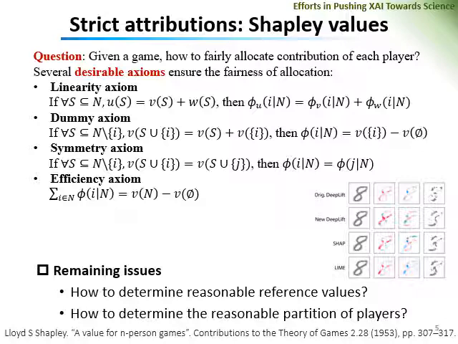These properties ensure the objectiveness and the trustworthiness of the estimation of the attribution. The remaining issue for the Shapley value is that when we compute it, we need to determine the reasonable reference value for each pixel, and we need to determine the reasonable partition of the players. How to determine the reference value and how to segment the entire image into different players is still an open problem nowadays.